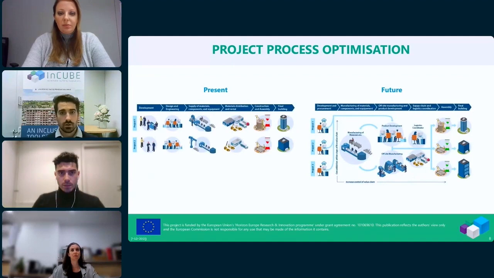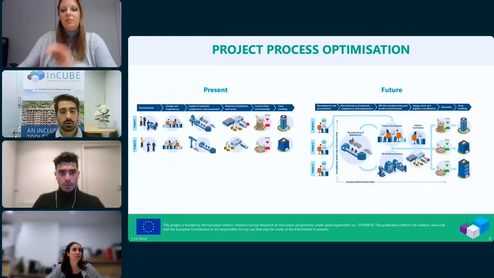This image showcases this a little bit. On the left, that is the current situation. It's quite a linear process. Every stage has to be completed before the next one can start. And on the right, you see that these different processes are more interconnected. And that is really what we try to do in InCUBE, try to connect the different phases and try to find out what is needed to make it a more efficient process overall.